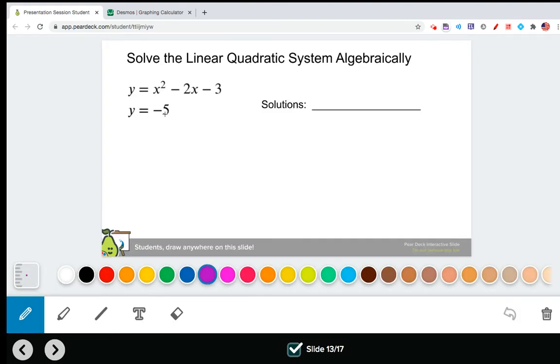All right, I have a linear function and I have a quadratic equation. And I'm going to set my quadratic equation equal to my linear because I want to know where are the x values the same. I'm going to add 5 to both sides.